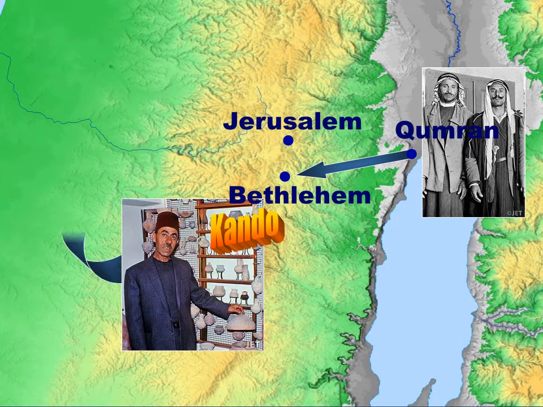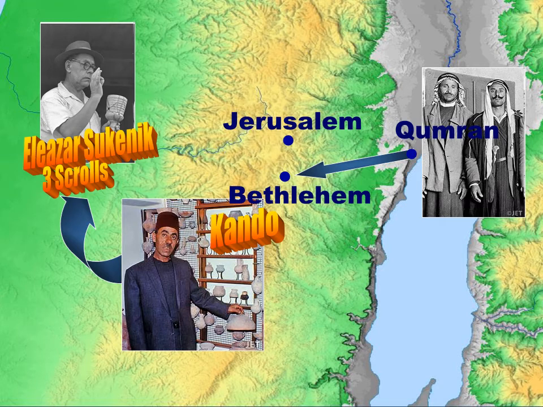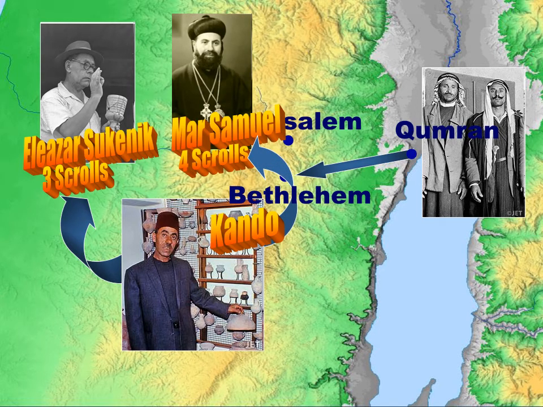From Kondo, the scrolls now went, and several of them went to Eliezer Sukenik. He was an archaeologist, and he ended up with 3 of the scrolls. And then 4 other scrolls were sold to Mar Samuel, who was with the Greek Orthodox Church that was there in Palestine at the time, and he ended up with 4 of those scrolls.